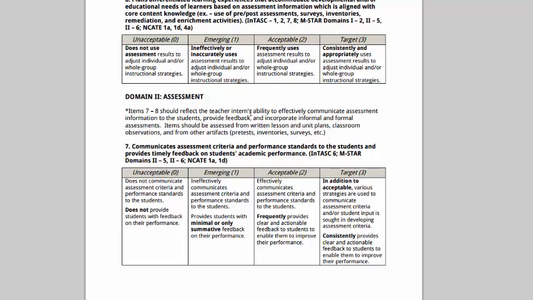Look at number 7. Communicates assessment criteria and performance standards to the students and provides timely feedback on students' academic performance. This evaluation method is solely based on the assessment system. So when we're watching you teach and you tell students that you're going to have a homework assignment and this is what you're looking for, that would be acceptable or target when you're communicating what you're looking for in the homework assignment.